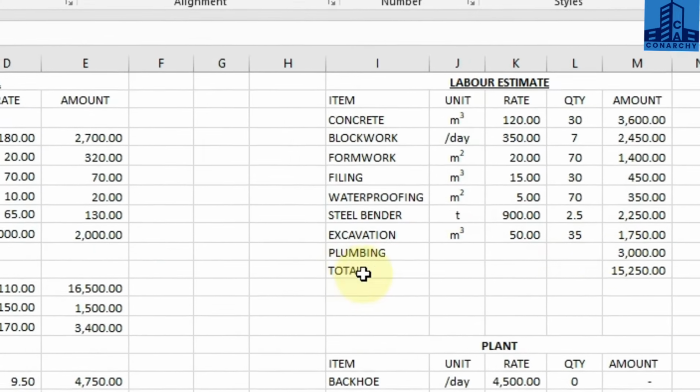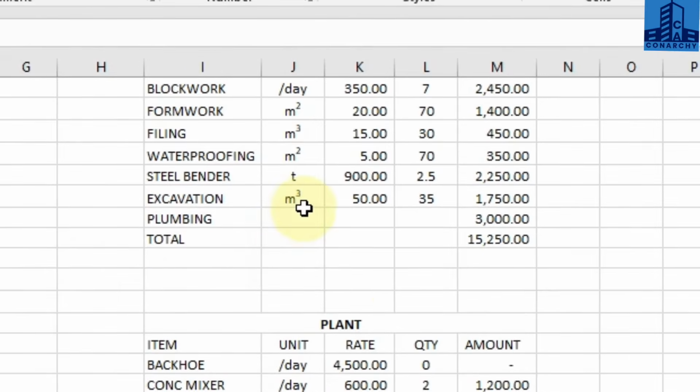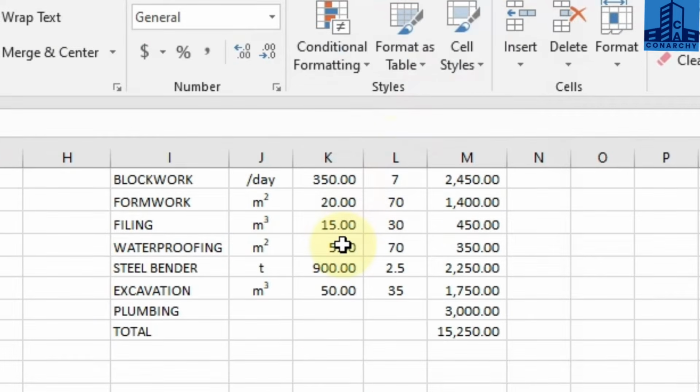So I'll just come back to that. So let me just talk about the excavation. With this unit, everything has been done per unit rate. Every company has the rate the company uses in building their estimate. So with excavation, we do it per cubic meter.